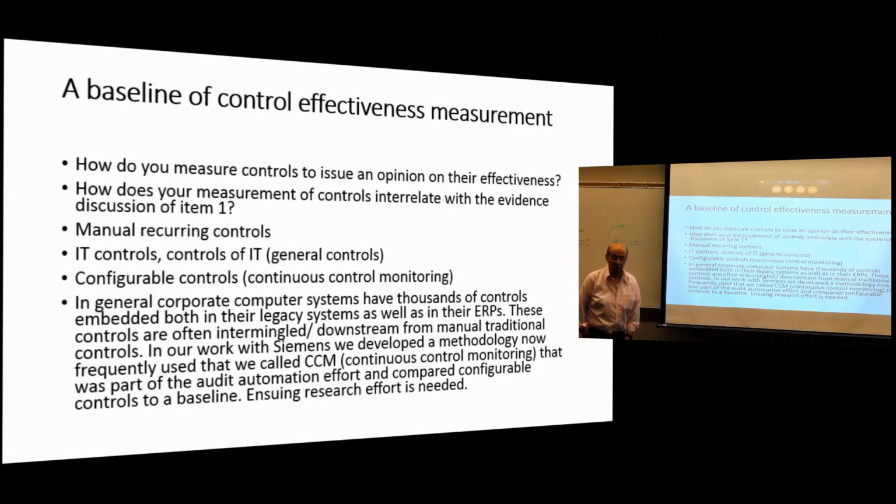Is the probability that the control is not working higher with manual processes or with automated processes? Manual process. I'd say it's equal.